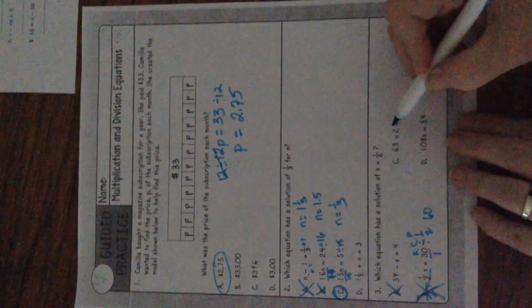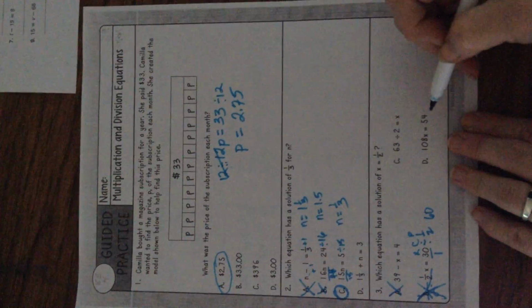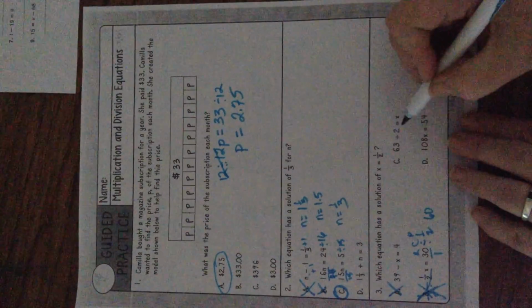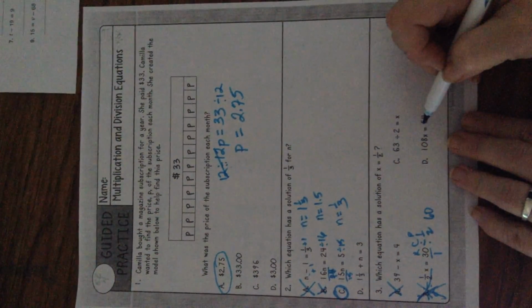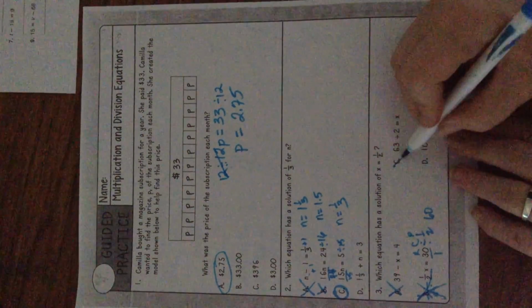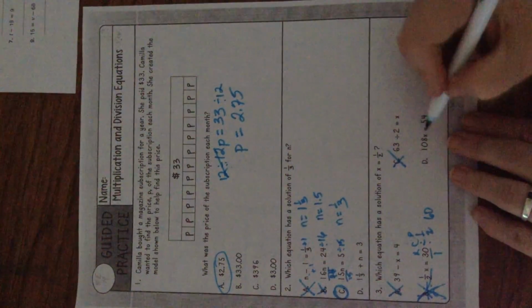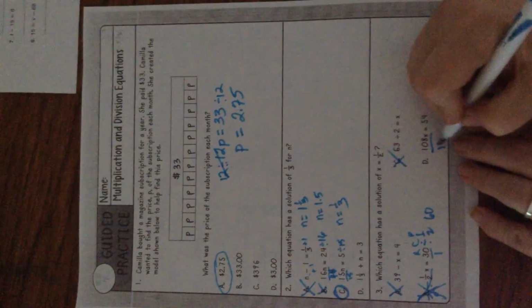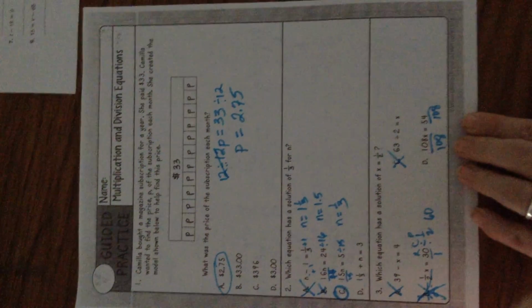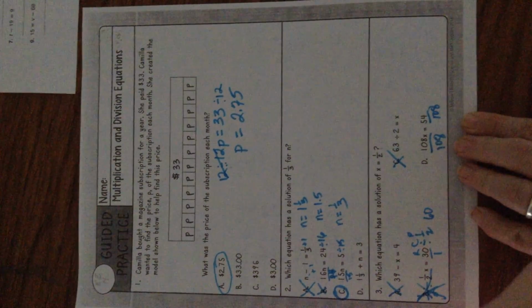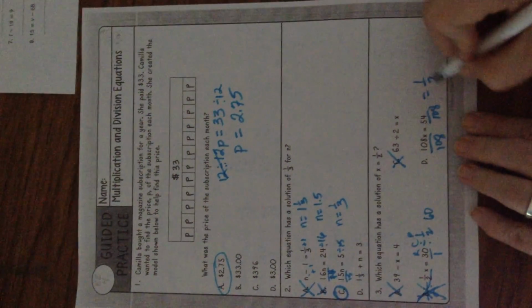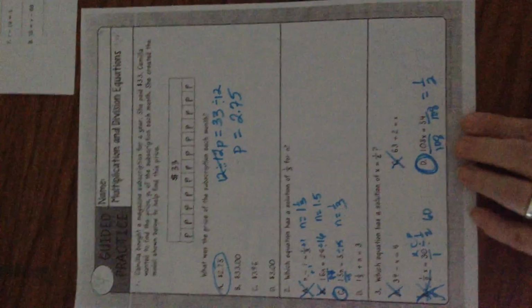All right, 63 divided by 2 equals x. Okay, well, the x is all by itself, so 63 divided by 2 is not 1/2, is it? Really, it's not. 63 divided by 2 is like 31.5, so it's not that. It better be this one. 108x equals 54. So we divide by 108, and 54 divided by 108 on the calculator says yes, equals 1/2. So D is our answer.